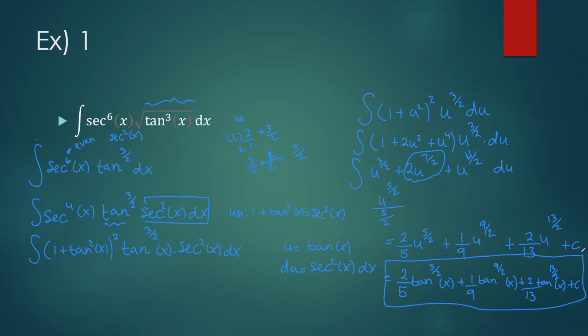Okay, so let's just recap. What I did was secant 6 is an even power of secant. So if you have an even power, I peeled off a secant square. Okay, let's do another example.